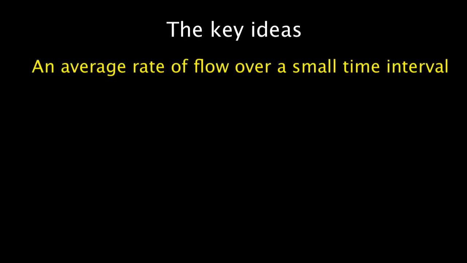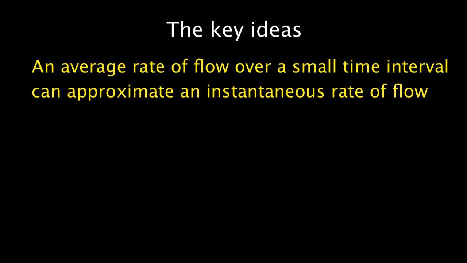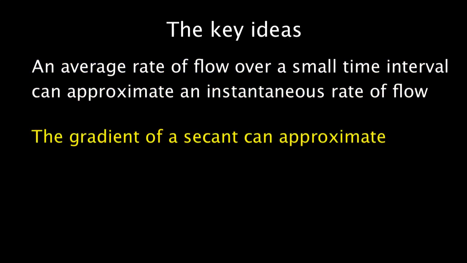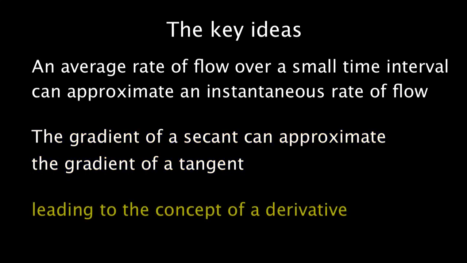So the key idea of the method I showed you is to use an average rate of flow over a very small time interval to approximate the instantaneous rate of flow at the end of that very small time interval. Or stated a bit differently, the gradient of a secant is used to approximate the gradient of a tangent. It's an age-old idea that leads to an important concept in mathematics called the derivative.